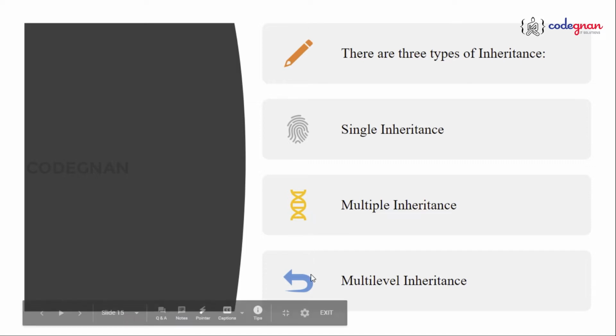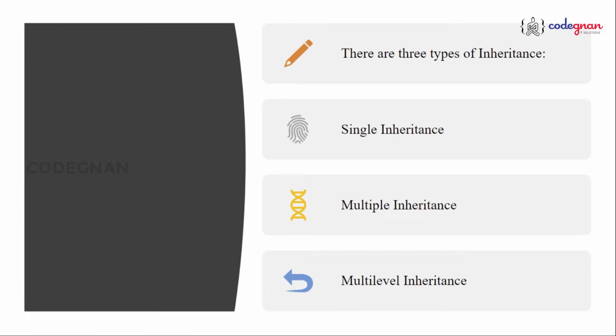When you go for multi-level, it is level by level. You see class A, class B, class C. You read it as class B of A, and class C of B. So no worries, we'll be discussing each one of them in detail.